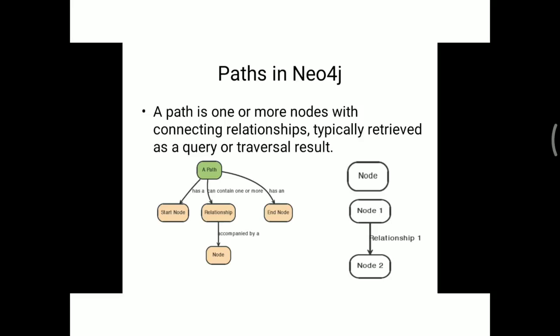We have already seen this node to node connection. We'll be seeing the paths in Neo4j. This is the end of the security in Neo4j, I mean, graph databases.